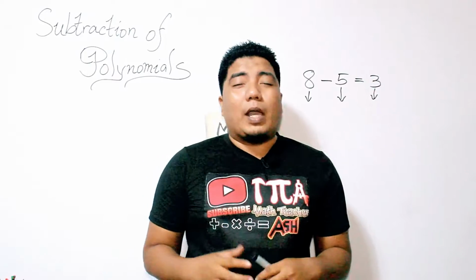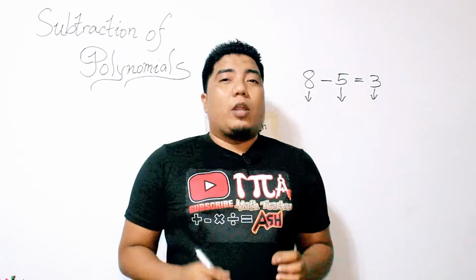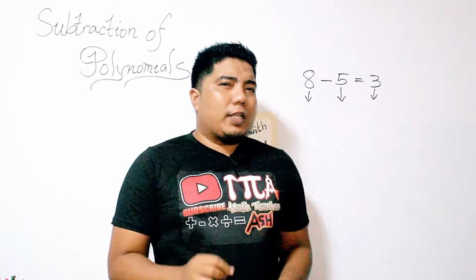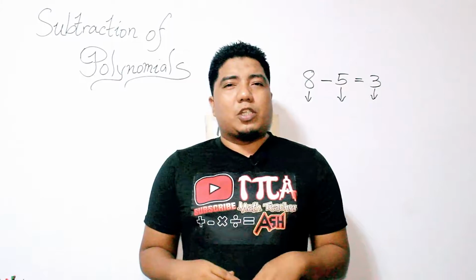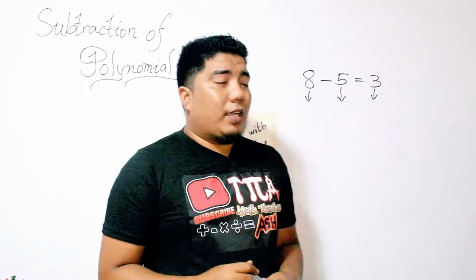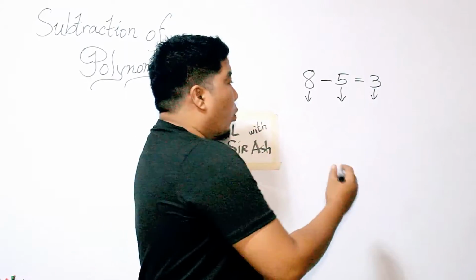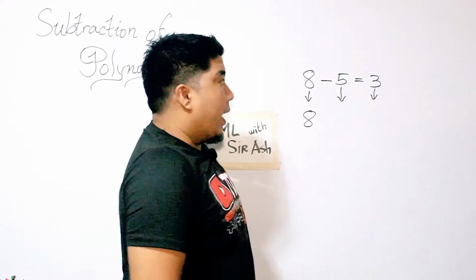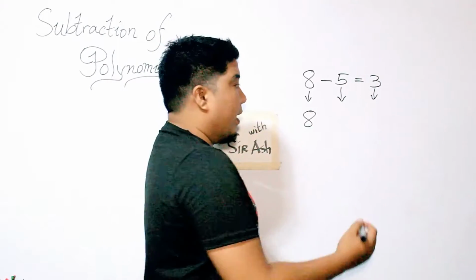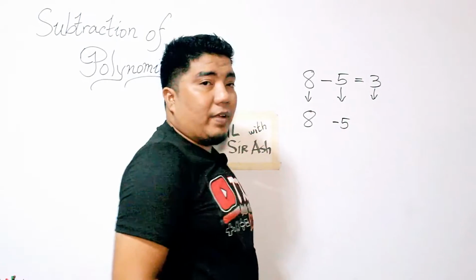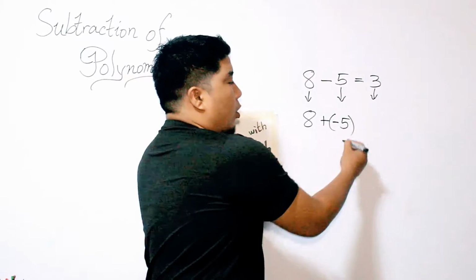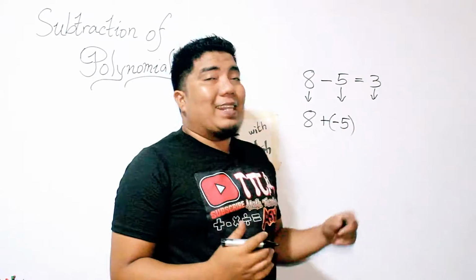So, the question is, how do we apply the process of subtracting? Now, we will go back to what we have learned in subtracting integers. If you could still remember the rules in subtracting integers, that is the same concept in subtracting polynomials. In subtracting integers, we were taught that we will copy the minuend and then we will change the sign of our subtrahend. Since this is positive 5, then that will become negative 5. Then after that, we will proceed to addition. So basically, we will have 8 plus negative 5.